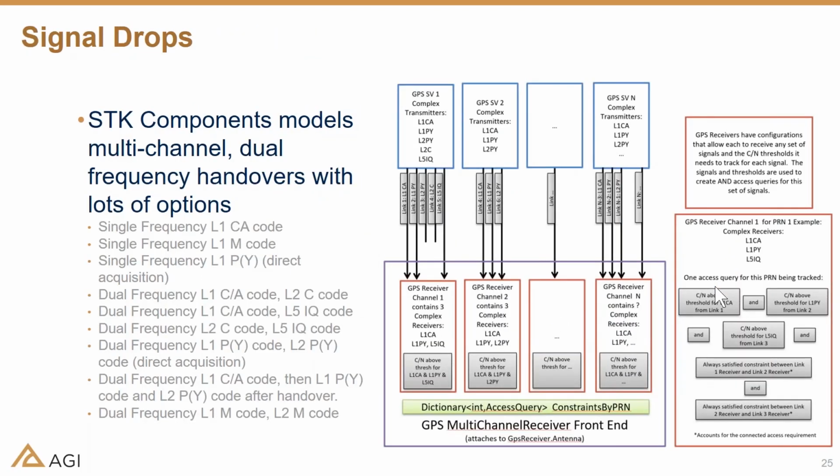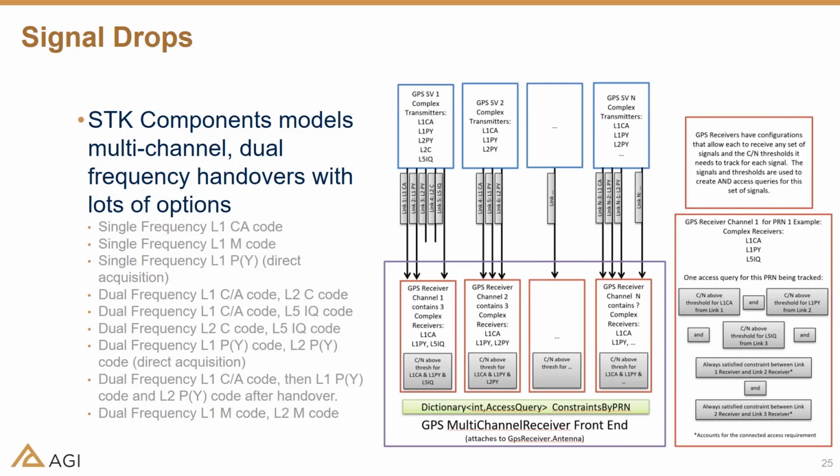Okay, signal drops. Kind of a busy chart. I'm definitely not going to go into everything on the right side of this chart, but I just want to use it as a diagram to show you how SDK components models multi-channel, dual frequency handovers, and all the other options that go along with it. So we support single frequency and dual frequency, all the different options you see there for GPS. In the diagram, the boxes at the top, the blue, represent the different GPS satellites, and then those go into each channel on a receiver.